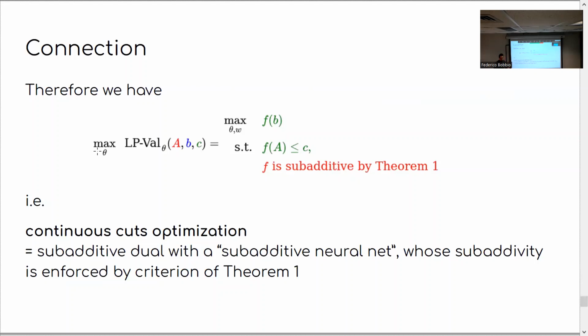And the form of these subadditive functions is a composition of smaller similar functions, exactly like a neural net. So basically, doing GMI cuts optimization is equivalent to solving the subadditive dual with a subadditive neural net with a very specific architecture. And that's pretty weird and pretty cool.